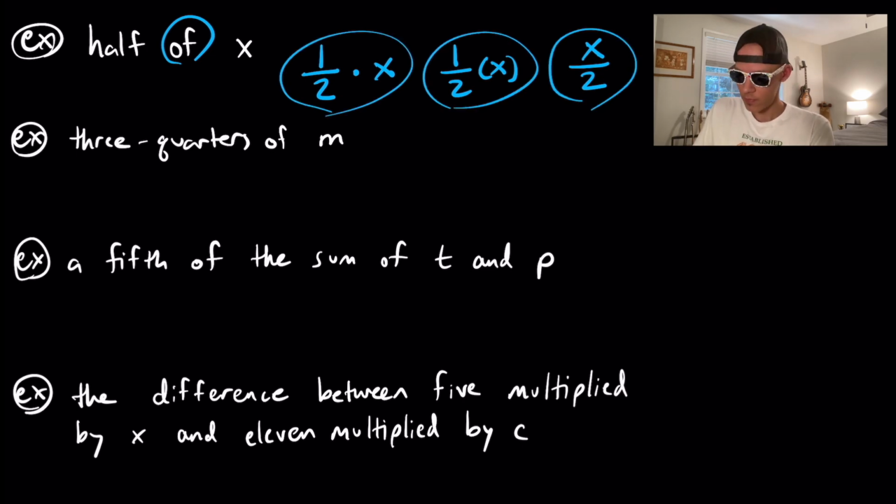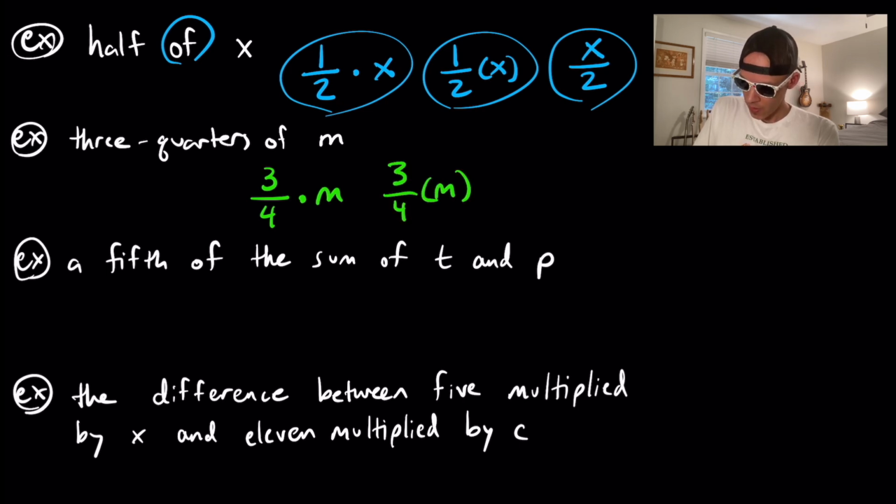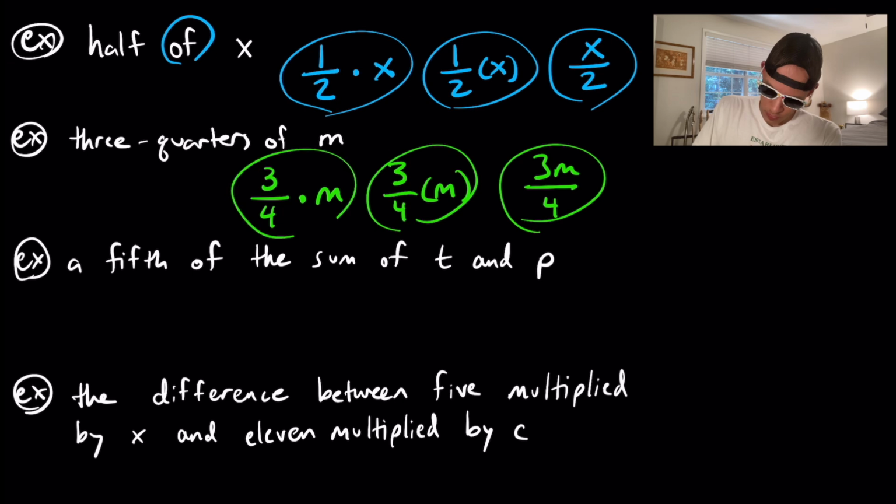Again, of typically means multiply in math. And again, we have that here, 3/4 of M. You just have to know that 3/4 means 3/4, so we can do 3/4 times M. We could do 3/4 parentheses M, or we could write it as 3M over 4. Either of these work.